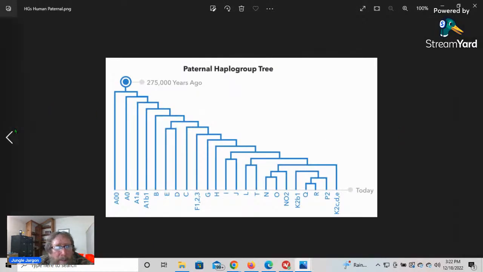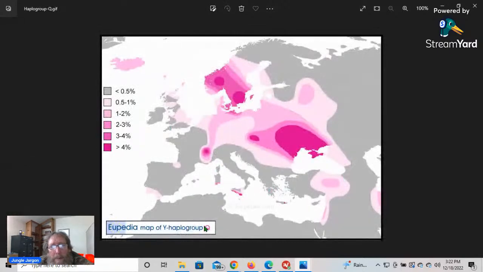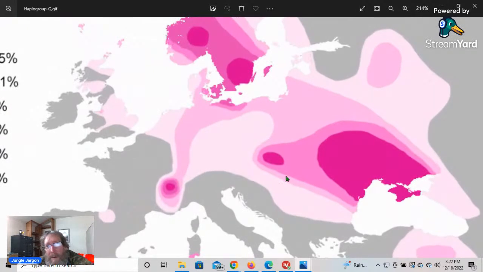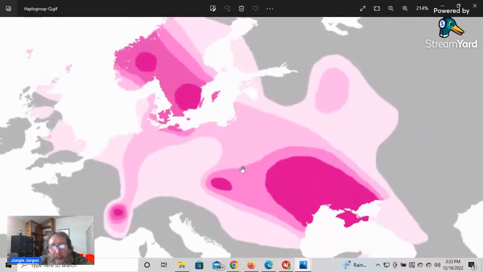Okay, did I skip over the Q in Europe? Yeah, this is the Q. There's a Q haplogroup in Europe. So this is the area that has the mitochondrial DNA of X and W in this same area, which is where the Q is, which is where the Medes were. This is exactly the area where the Medes were, right in this area in Europe.